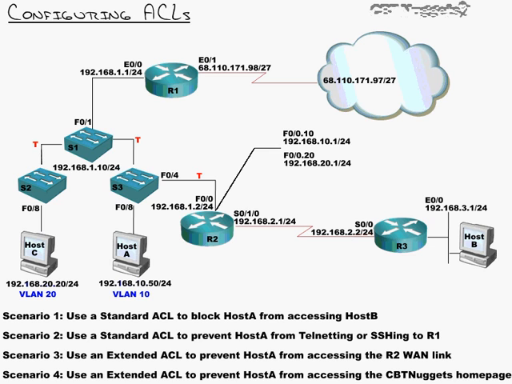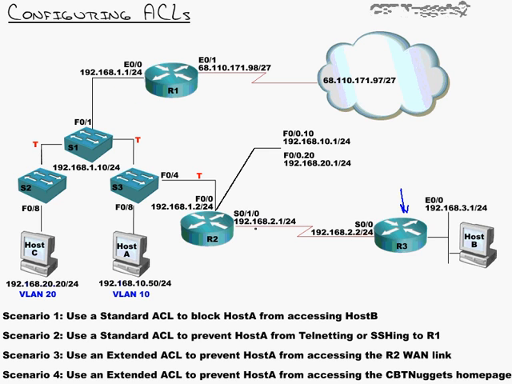So our goal is to deny or prevent host A from telnetting or SSHing to router 1, but not affect any other access. Meaning, if we were to apply a standard access list just like we did on router 3, saying deny 192.168.10.50 inbound on router 1, well, host A, sure, he wouldn't be able to telnet into router 1, but he wouldn't be able to access the internet anyway, either. He wouldn't be able to do anything. As soon as he got to router 1, he'd be blocked.